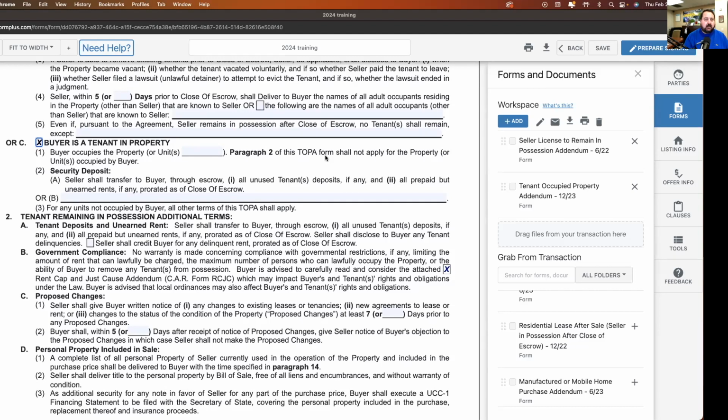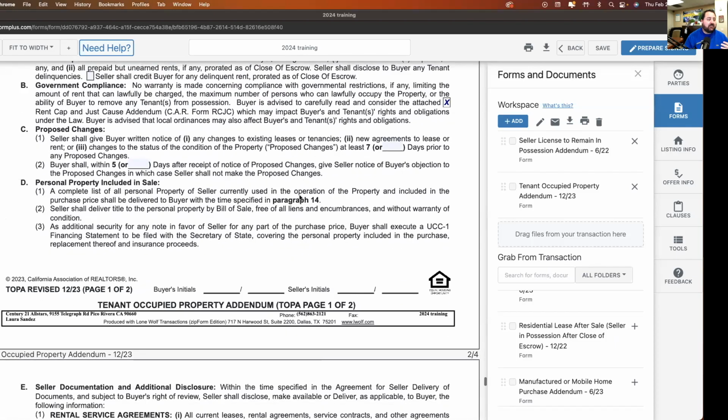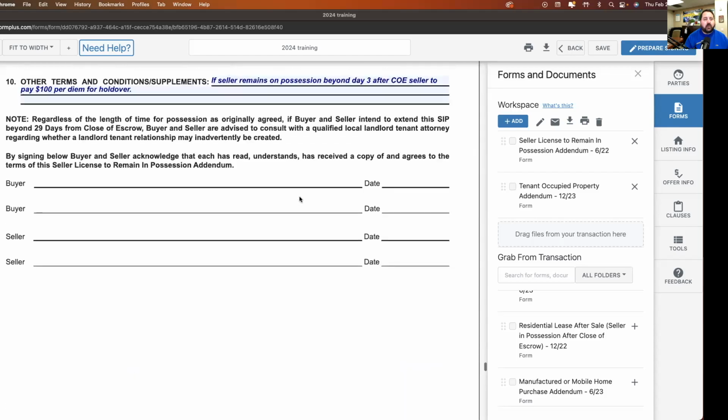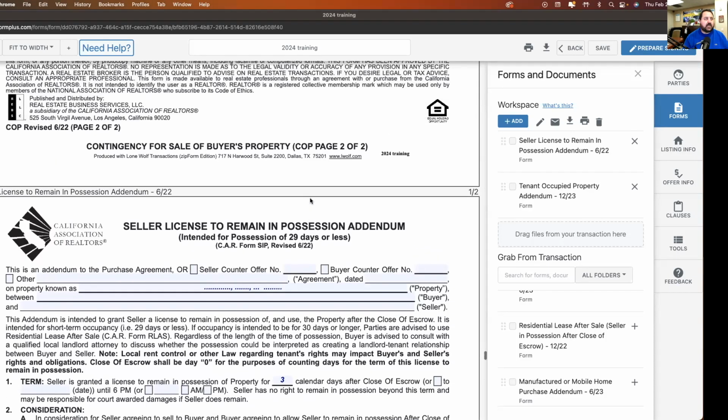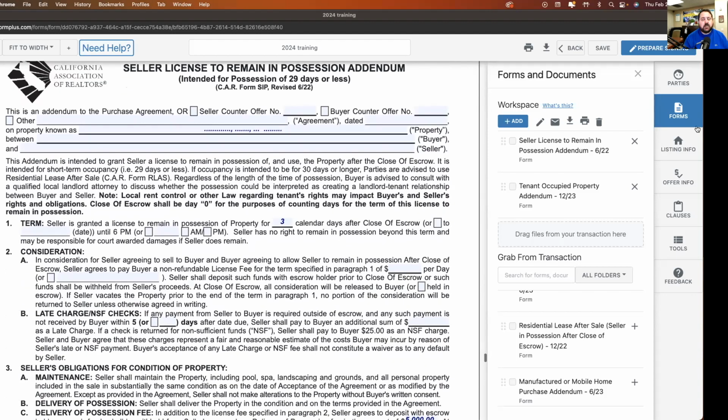I don't know how many times on tenant occupied properties we are not seeing the TOPA included from the beginning, and it needs to be. Okay, so you guys have to make sure that you're including this form with your purchase agreement if there's tenants in possession. If the tenants are moving out or if the tenants are staying, you've got to have this as part of your transaction. Okay. All right. So, yes, Gio, go ahead.